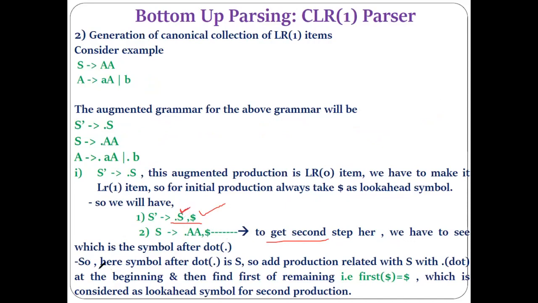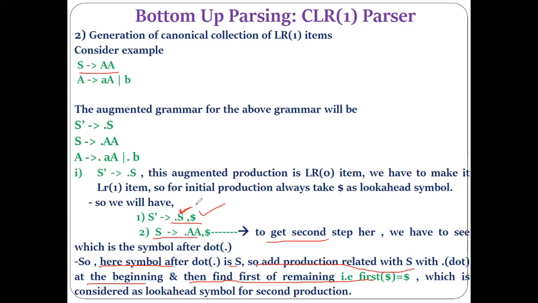So here you can see the symbol after the dot is S. So we have to add the production related with S with the dot at the beginning, means simply we are applying here the closure operation. Then next thing we have to do is find the first of the remaining part. So we do the first step. We add the production related with S with the dot at the beginning. Now what is the production related with S? It is S derives AA. So S derives dot AA.